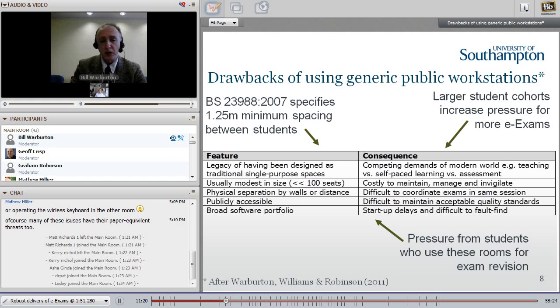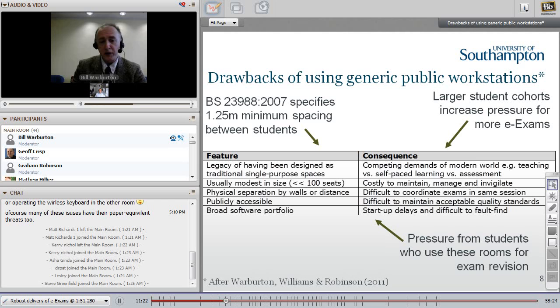Graham, another colleague, and I wrote earlier in 2011 about the drawbacks of generic public workstations. There are some clear problems: the small spaces, which are usually fairly inflexible, their modest size, the physical separation, the fact that people can get in there when exams aren't going on and do what they like, and the broad software portfolios, which tend to make startup lengthy and make it more difficult to find a problem should one occur. These things more or less are common sense.